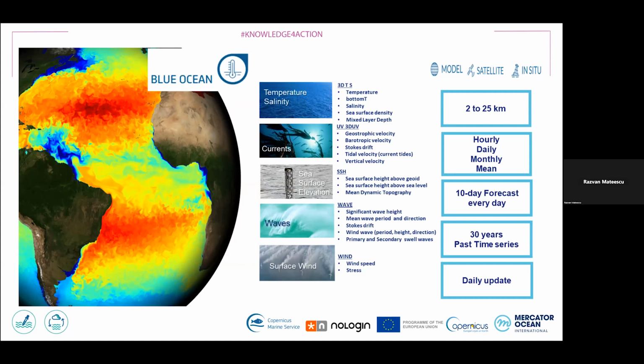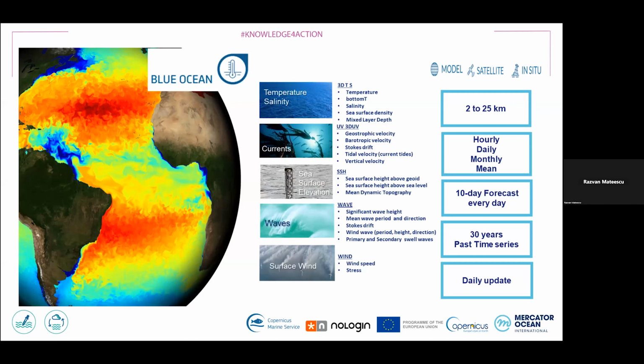For hydrodynamics, you can have velocity for geostrophic and barotropic types. Also, Stokes drift in specific propagation studies, let's say in oil spill studies. And also, you can have tidal velocities and vertical velocity for studies involving mixing areas.